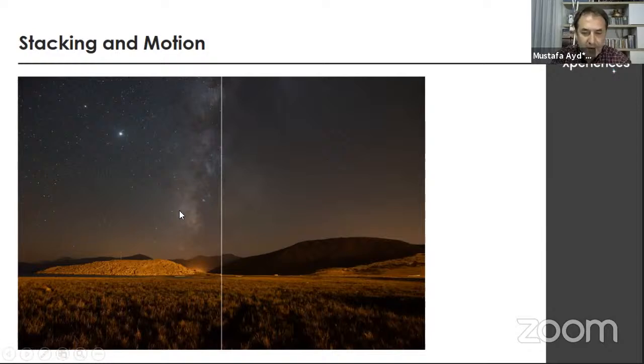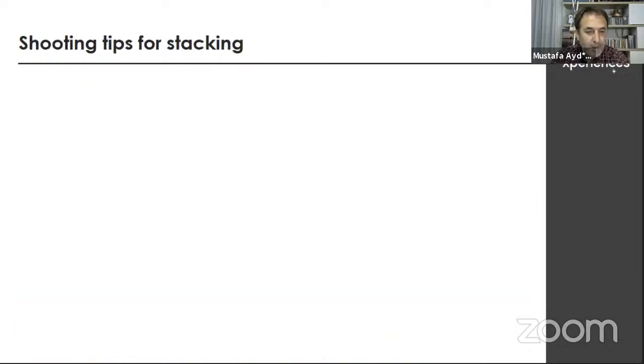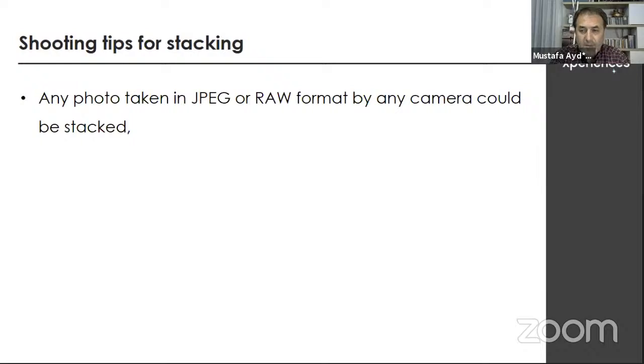So the program will align the stars and then stack to have the result stacked photo. And we can talk about some tips for stacking. Any photo taken as JPEG or RAW format by any camera can be stacked actually. But of course, we always shoot in RAW so that we can post-process our photos at the end.